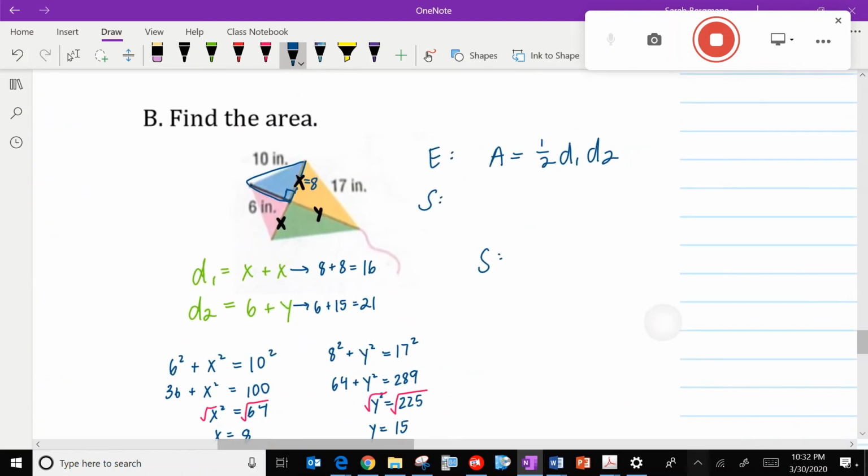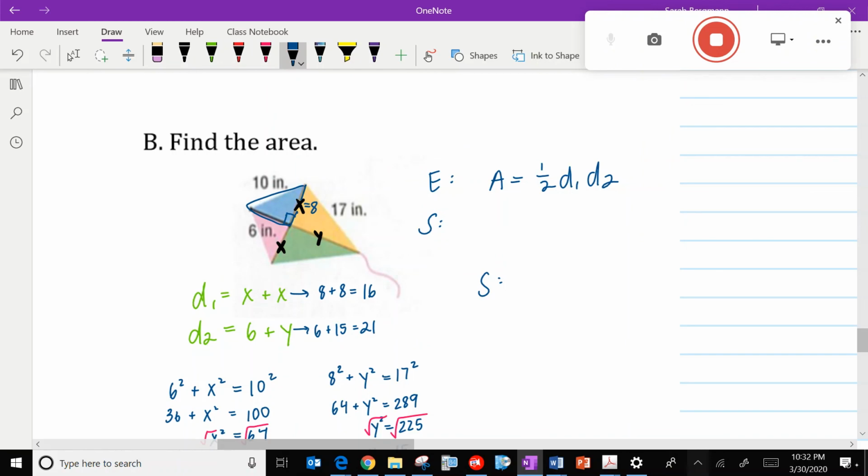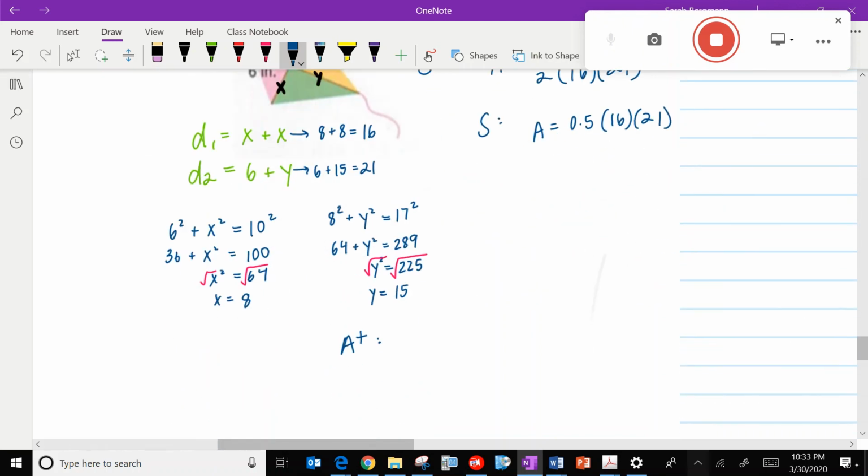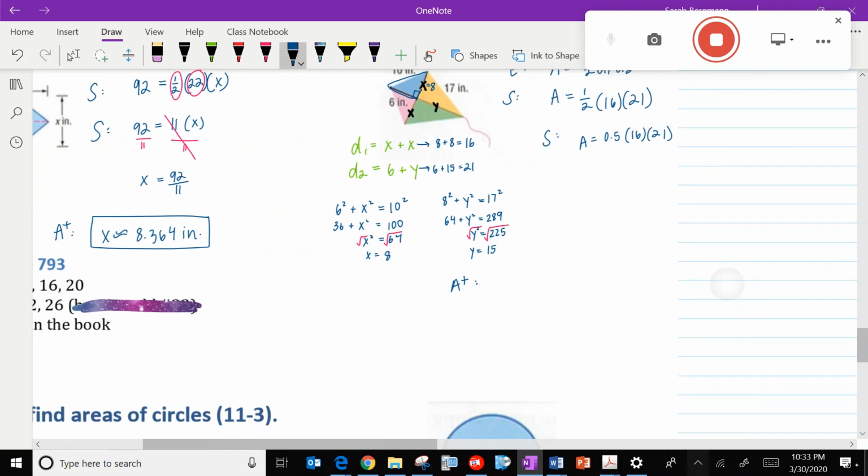Now that I have my diagonals, I'm ready to substitute into my equation. So I have area equals 1/2 times 16 times 21. You can just plug this into your calculator by taking 0.5 times 16 times 21. When you plug that in, you should get 168. So for my answer plus units, the area is 168 inches squared.